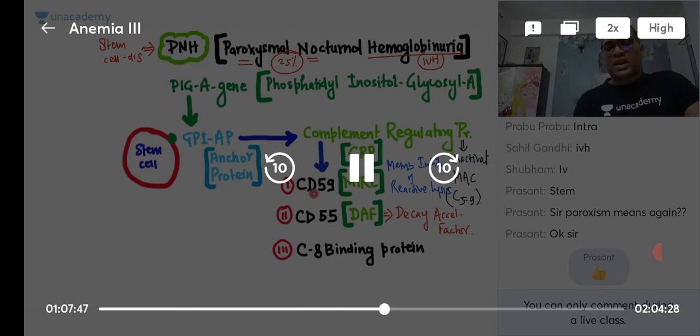So there are three proteins: CD59, CD55, C8 binding protein. These three are collectively called complement regulatory proteins. The function of these three proteins is to inactivate the membrane attack complex. Clear? So again I repeat. Normal stem cell is encoded by PIGA gene, which produces GPI anchor protein, which is anchoring the complement regulatory proteins. These three important ones, CD59, CD55, and C8 binding protein, have the basic function of inactivating the membrane attack complex to save the cells from damage. Clear? Now come to the pathology.